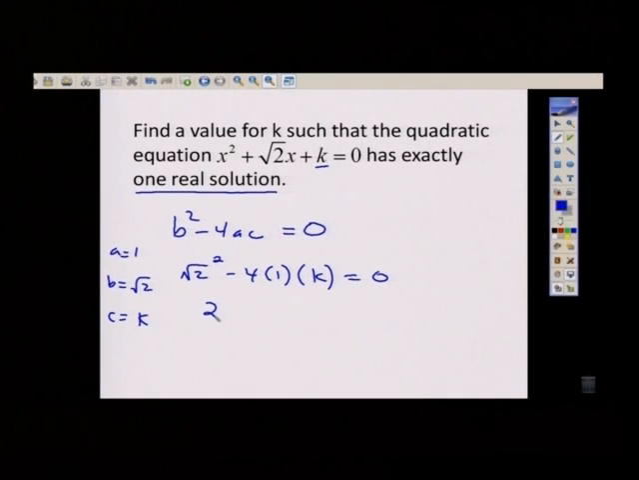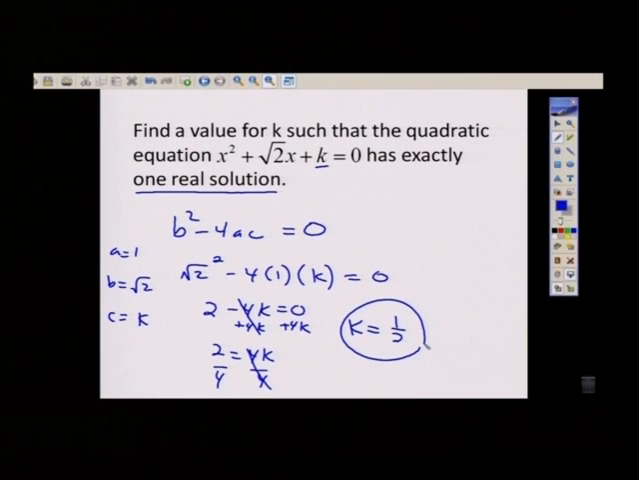So square root of 2 squared is 2. So 2 minus 4k is equal to 0. If I add over the 4k, 2 is equal to 4k. Dividing by 4 gives me a k of 1/2. So when k is 1/2, this quadratic equation will have exactly one real solution and one x-intercept. So there's your lesson on quadratics.